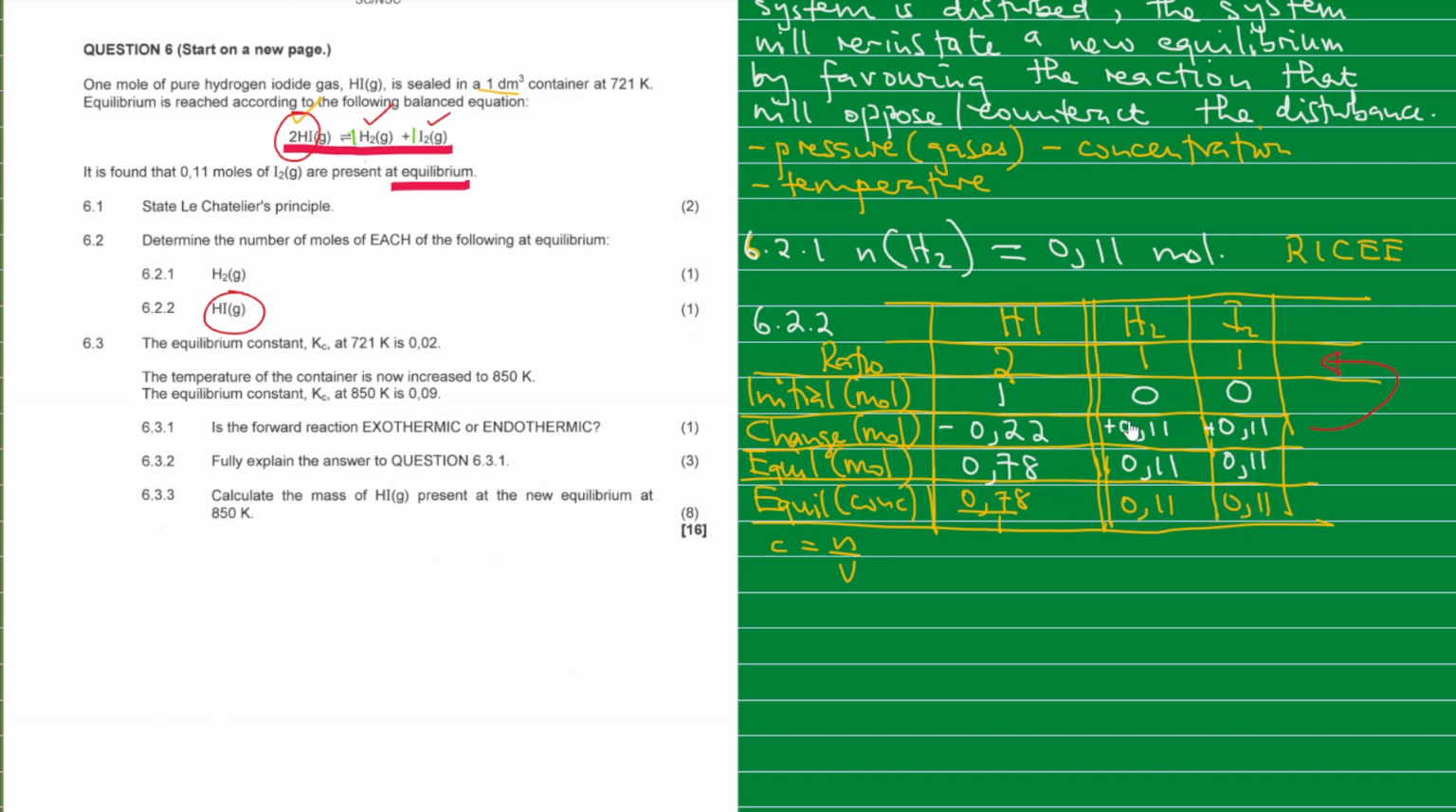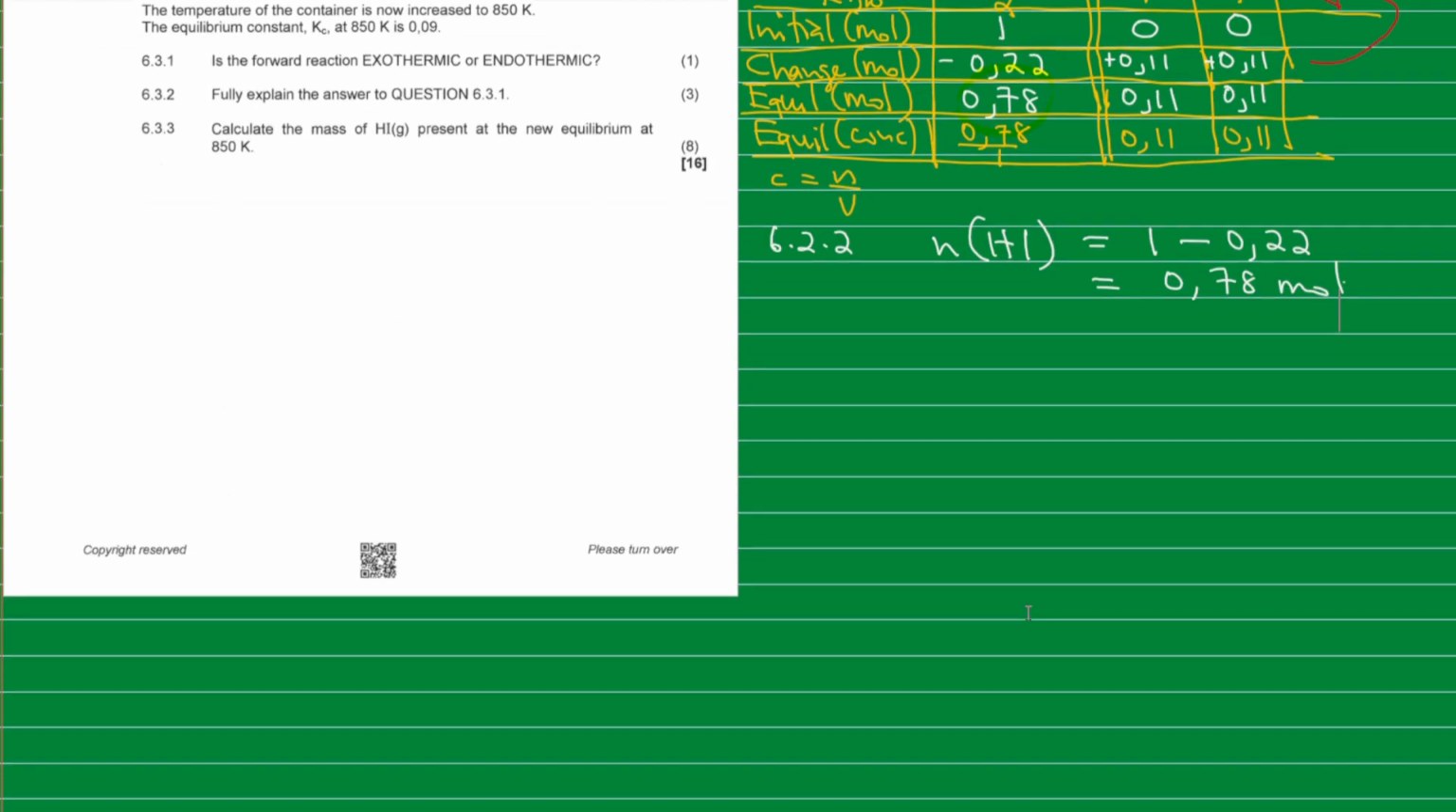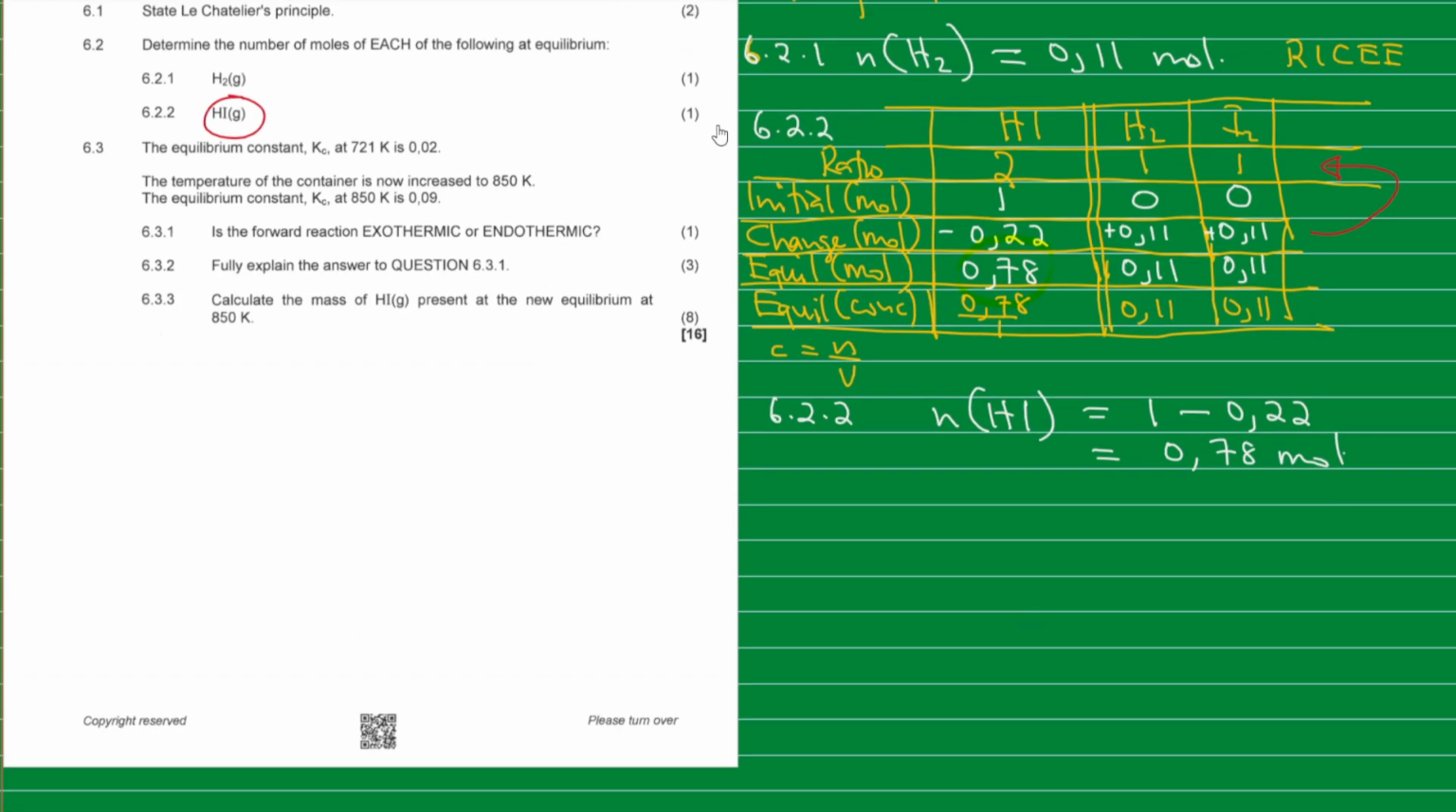Now, why am I explaining this? Because I wanted us to clarify what the answer to that question is. So you realize that the number of moles of hydrogen iodide at equilibrium is this particular value that we get here, which is 0.78. So to answer question 6.2.2, we would say the number of moles of hydrogen iodide is 1 minus 0.22. We had 1 mole, we used 0.22, now we are going to have 0.78 moles at equilibrium. Okay, that's how we come to that answer there. You can answer that question, it's 1 mark, so you don't have to spend so much time.